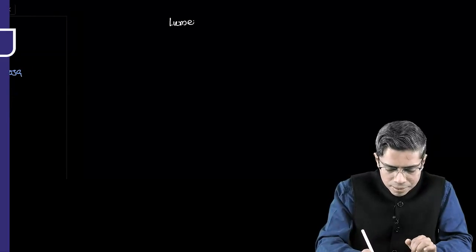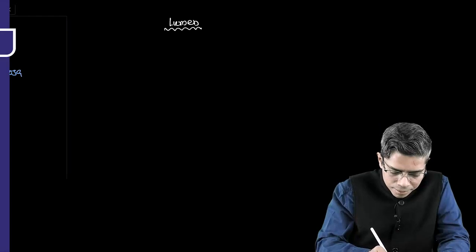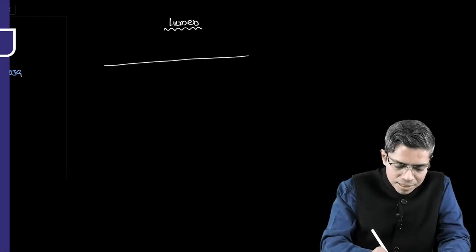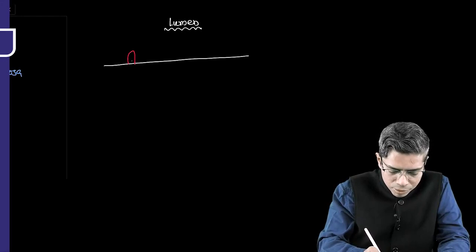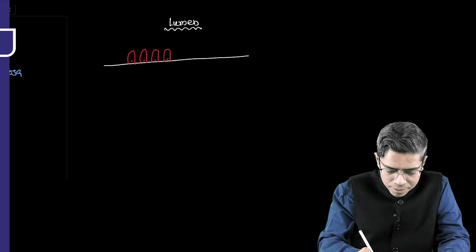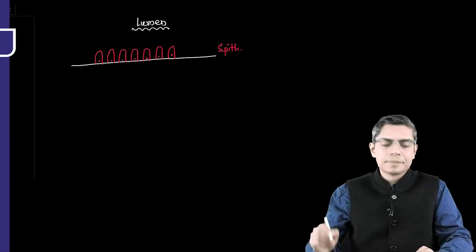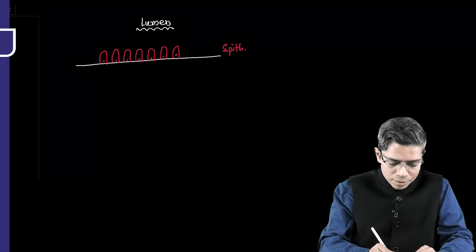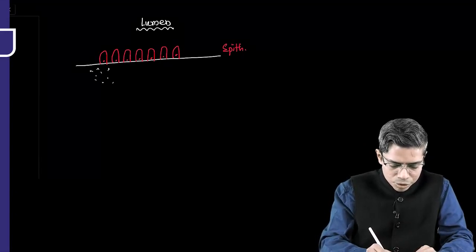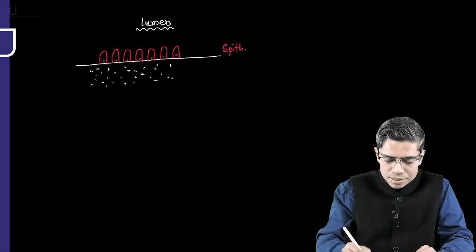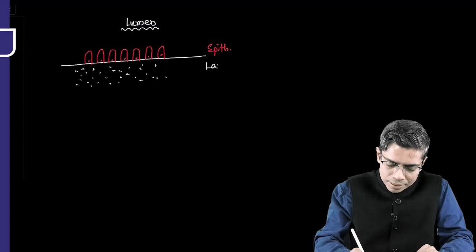Suppose this is the lumen of the GIT. Then this is the basement membrane of the epithelium cell. Onto that, you are going to find columnar type of epithelium cell in most parts of the GIT. So this is the epithelium cell layer. Below the epithelium cell layer, you are going to find a loose connective tissue layer. So this is the loose connective tissue only, known as lamina propria, right?